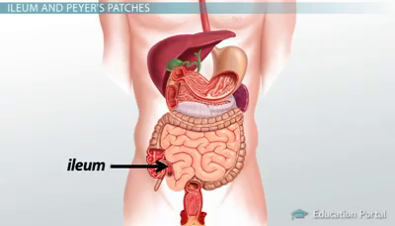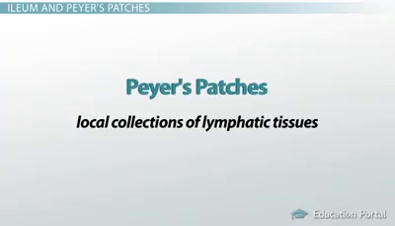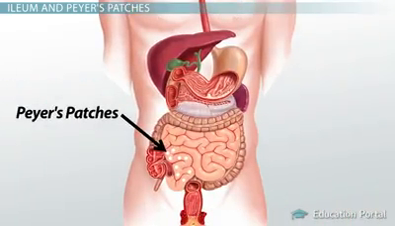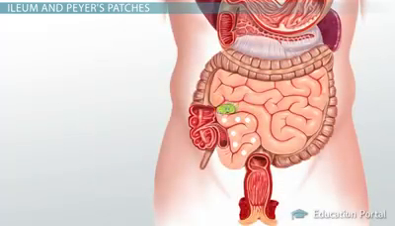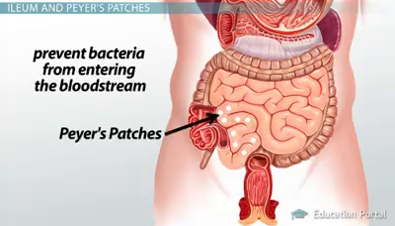One interesting modification that we see as we move into the ileum is the presence of local collections of lymphatic tissues called Peyer's patches. Peyer's patches are named after the person who first discovered them, a Swiss anatomist named Johann Conrad Peyer. Because our lymphatic system helps us fight bacteria and other foreign invaders, we see that the presence of lymphatic structures here in the ileum reflects the fact that the remaining food that has passed this far along your digestive tract contains a high number of bacteria. And these Peyer's patches act to prevent bacteria from entering the bloodstream.